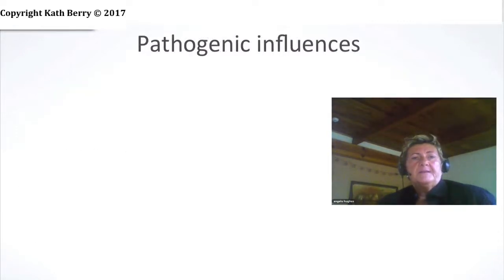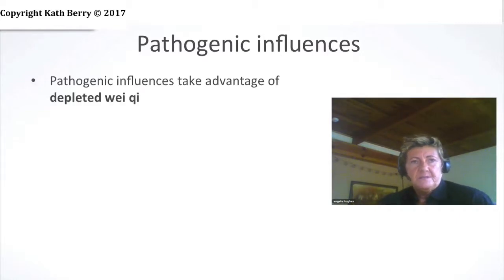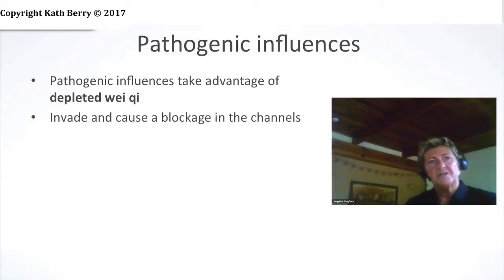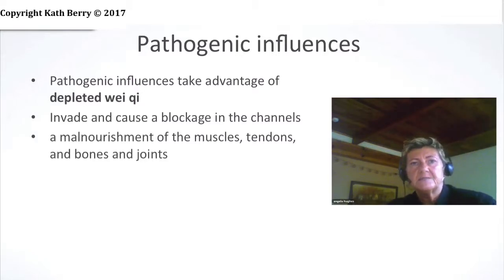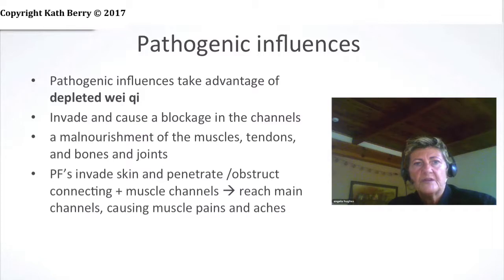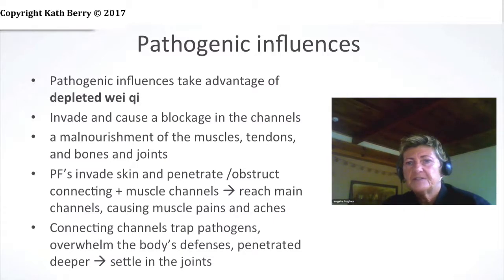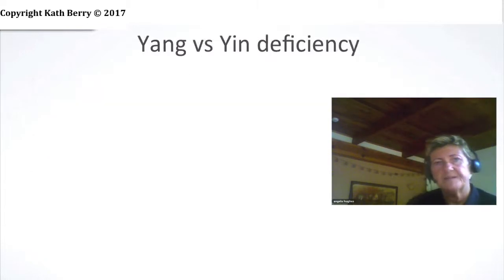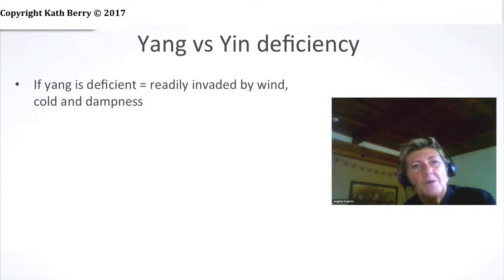So let's talk more about the mechanism in general. The pathogenic influences mentioned above that we talked about before take advantage of either a temporarily or chronically depleted Wei Qi. They invade the body, causing a blockage in the channels and a malnourishment of the muscles, the tendons, the bones, and the joints. Initially, the pathogenic factors invade the skin and penetrate and obstruct the network of the connecting channels and the muscle channels before they reach the main vessels, causing more muscle pains than aches. The connecting channels trap the pathogens, but eventually, if the pathogen overwhelms the body's defenses, they may penetrate deeper and settle into the joints. If a person's yang is deficient, he's more readily invaded by wind, cold, and dampness.